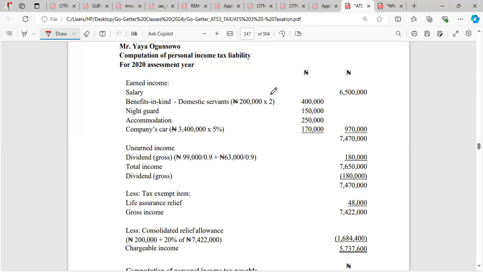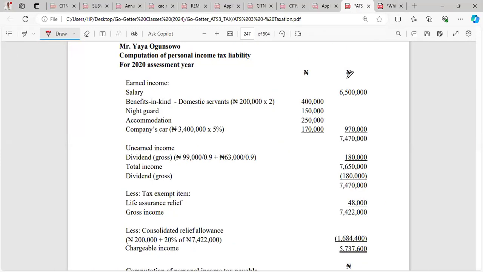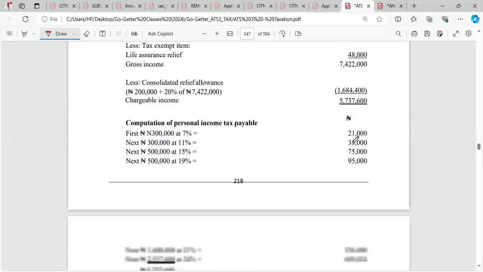Now, another thing, why would a company pay 450,000 for an accommodation that is 250,000? So what the company has paid is what the tax authority will choose. That's why I put 450,000. But if this 450,000 was lower than the rateable value, that is when the rateable value will be used. But either of the two, you are correct.